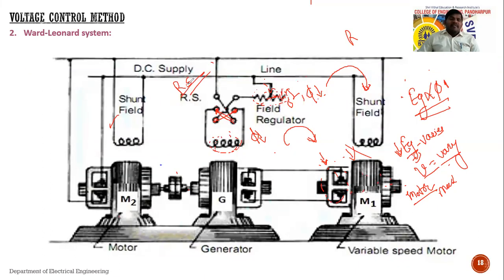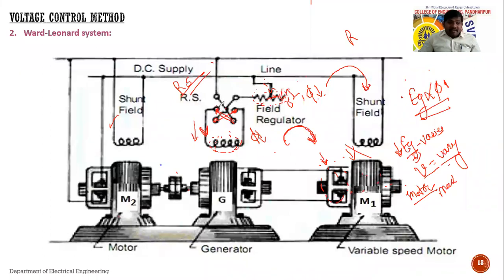Whether the current will be flowing in the same direction or will change its direction. Simple question there: does it change its direction? That means suppose in the first condition the current flows in this direction, and at that time I am getting the speed in the clockwise direction.